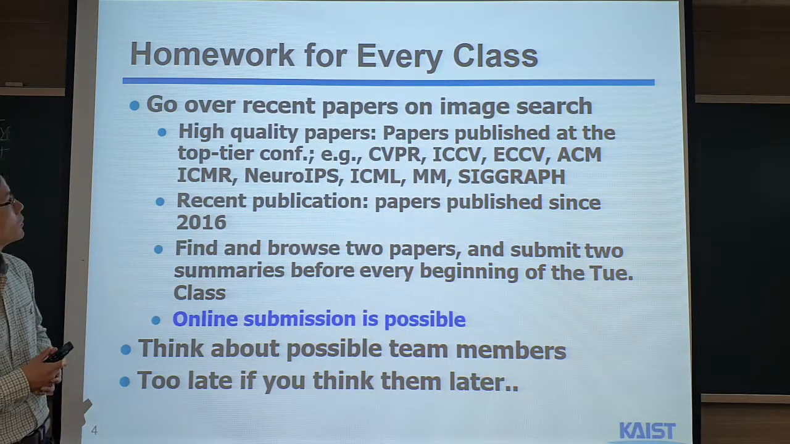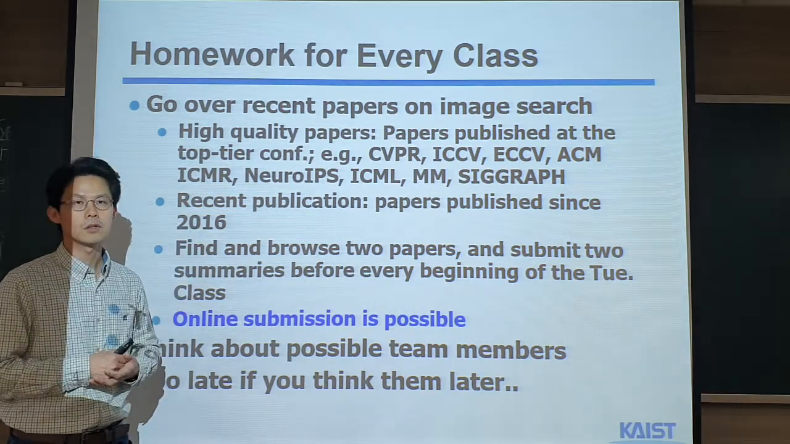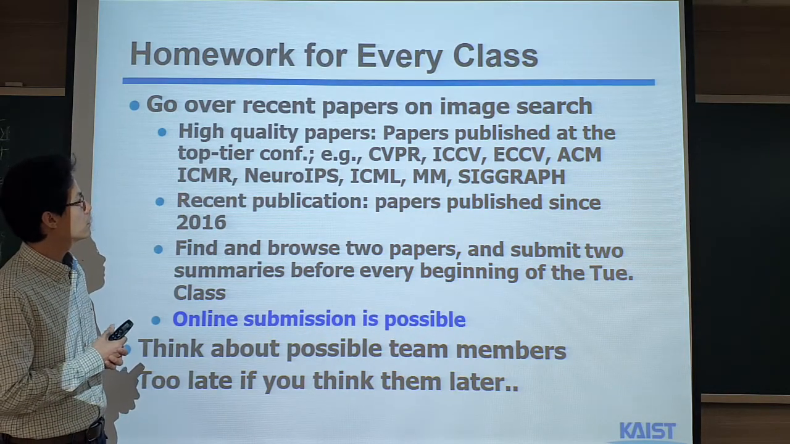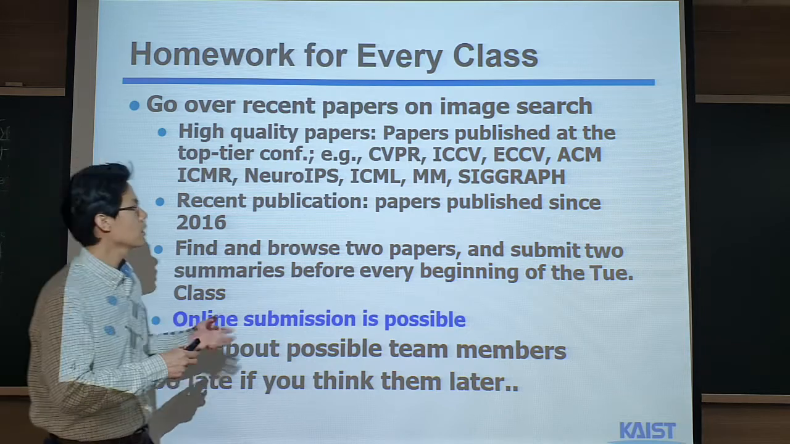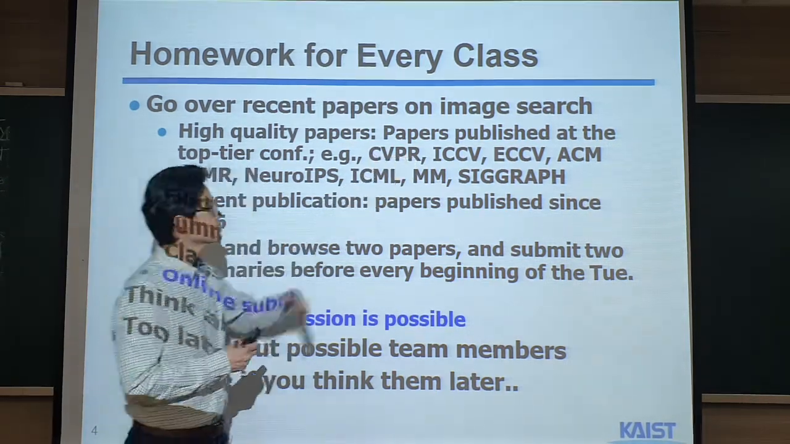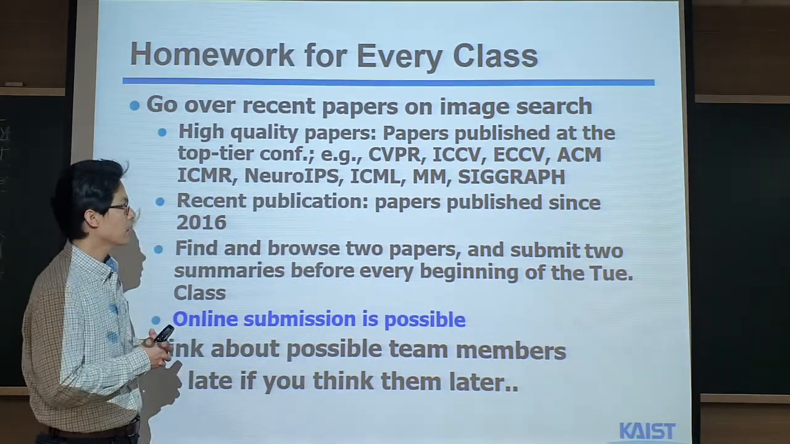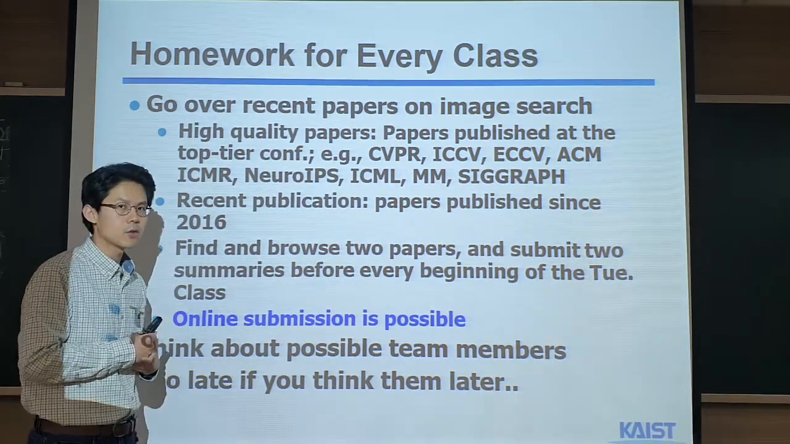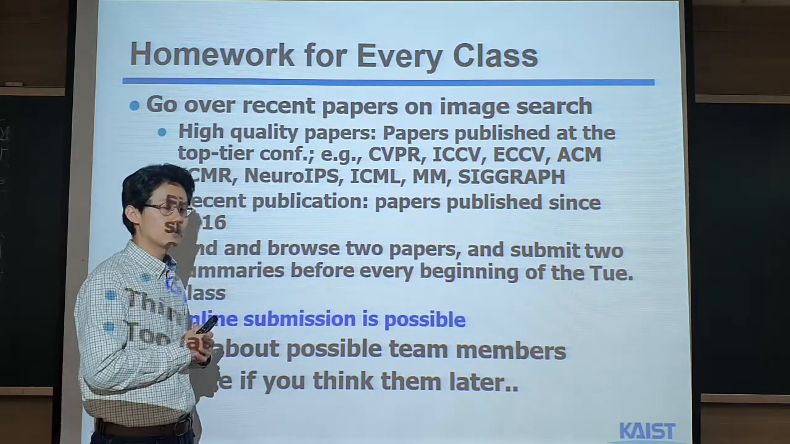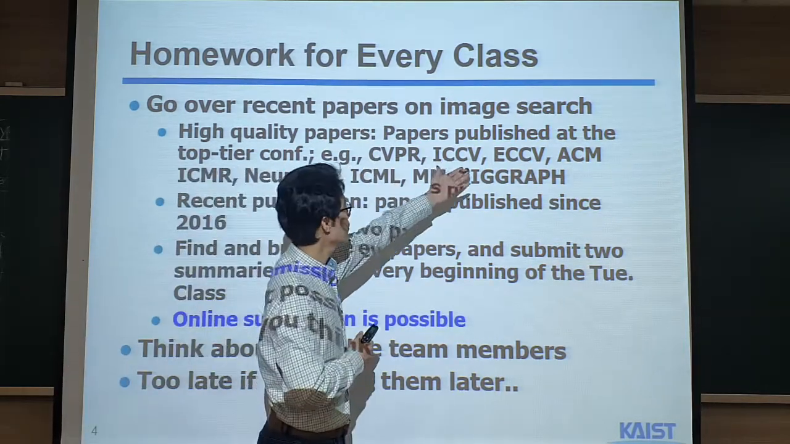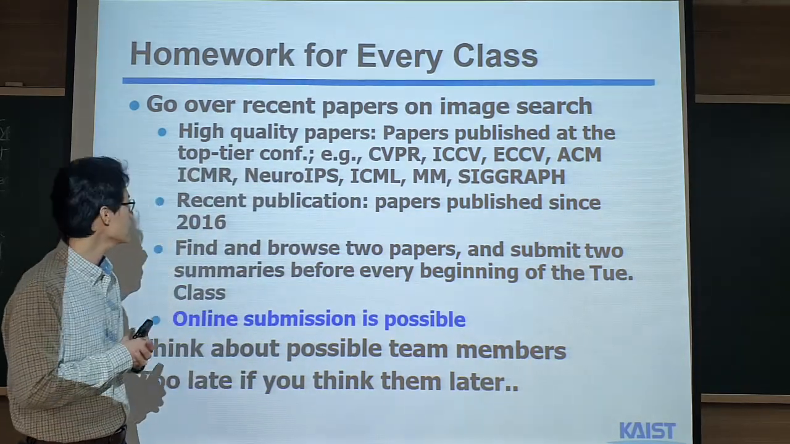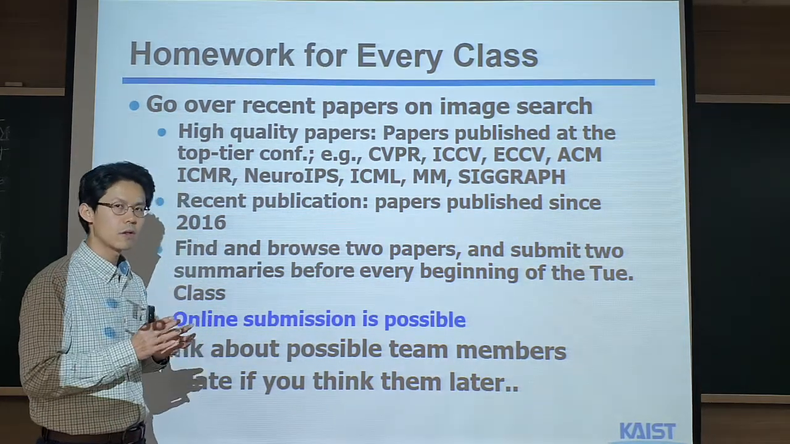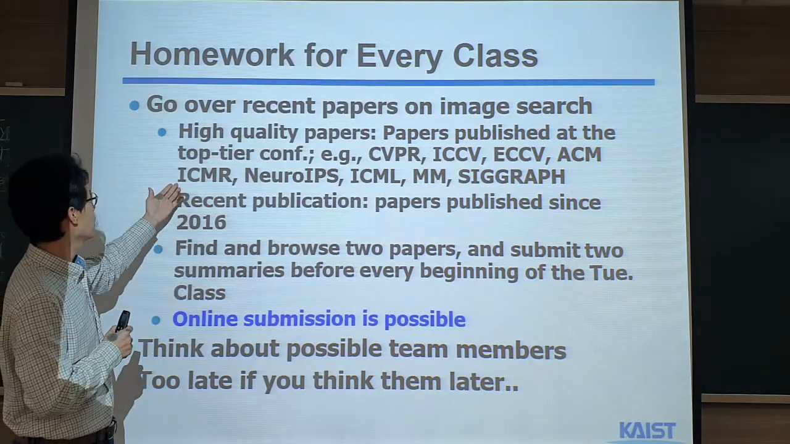And we have this homework, right? Every week you need to go over 2 papers and write down their summary. So you need to be able to find some recent papers related to image search and related topics. And I wish that you can find high quality papers. Papers published at top tier conferences are usually high quality. You can find papers from the computer vision field: CVPR, ICCV, ECCV are some of the very well known computer vision conferences. Also, there are dedicated conferences on image search, image retrieval, or multimedia retrieval. Some of them include ICMR.